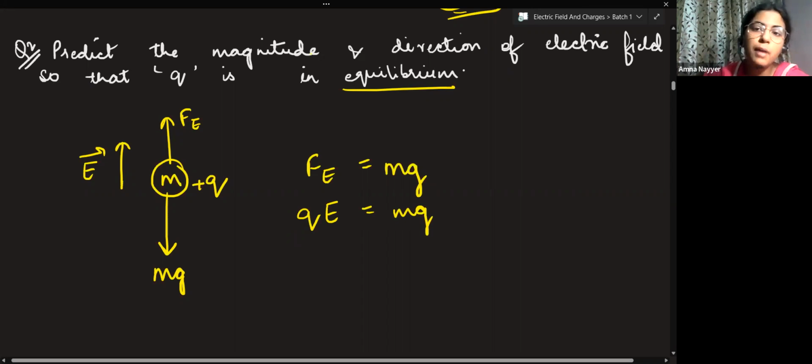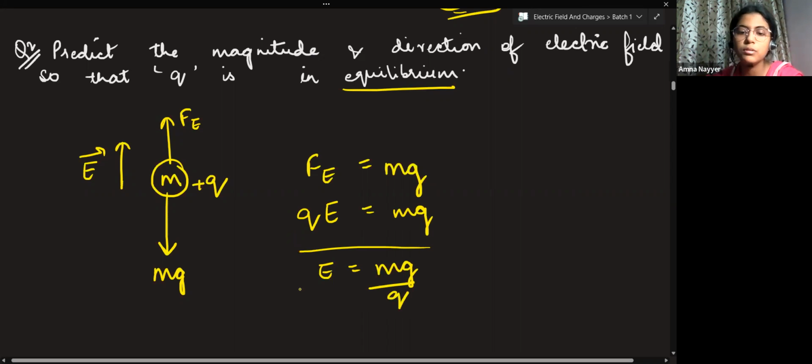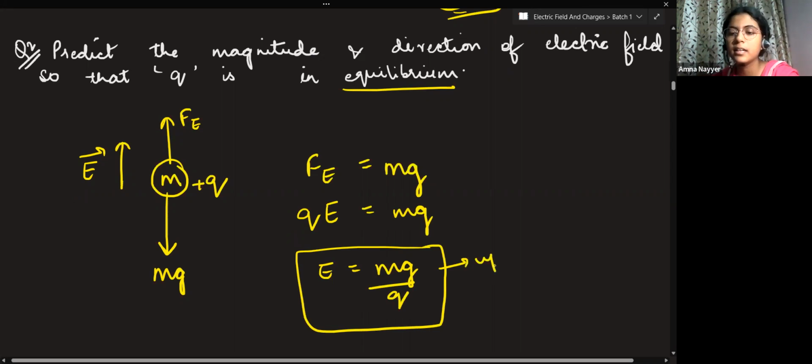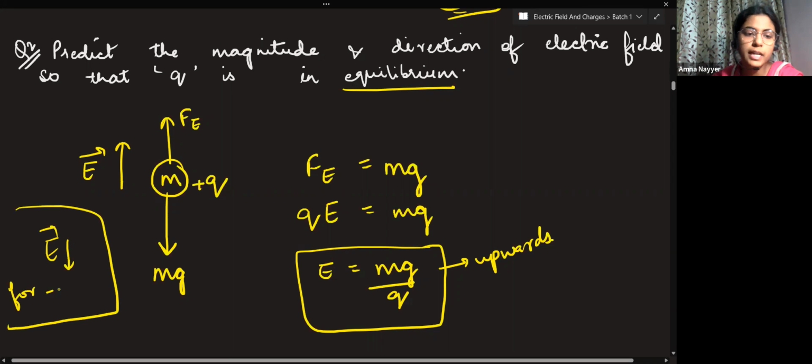So it says predict the magnitude and direction of electric field. So here the electric field's magnitude will be mg divided by small q. And here it is given that it is directed upwards. This is how you will solve this question. So just remember, had it been a negative charge, then the direction of electric field would have been over here in this manner. This would have been a case for a negative charge. All right, so just note down this question as well.